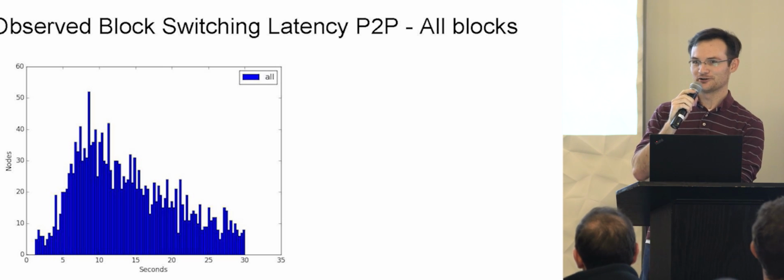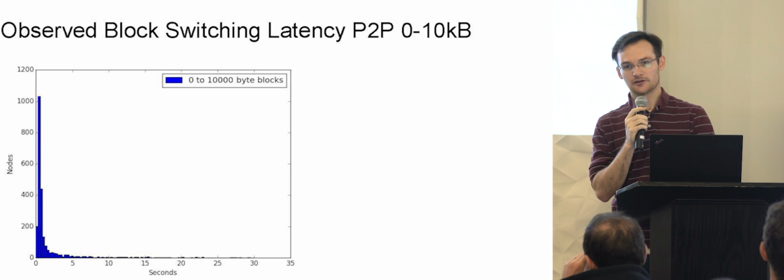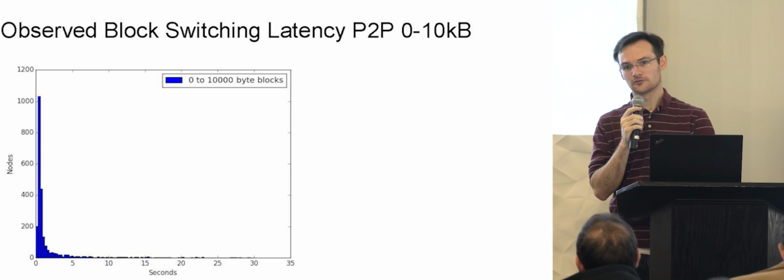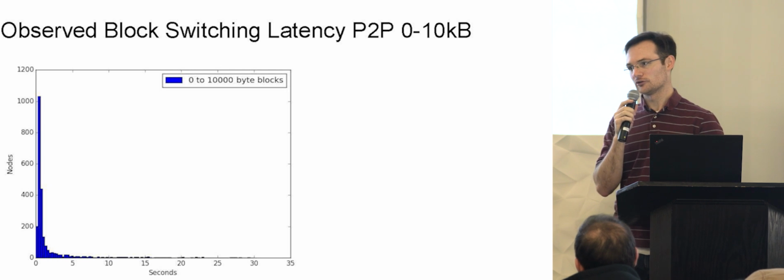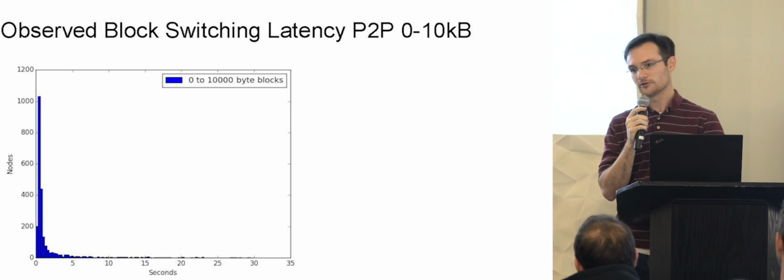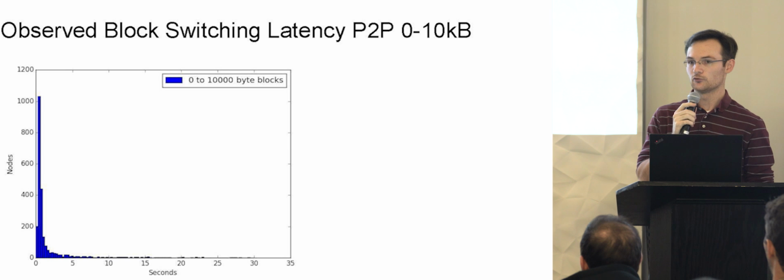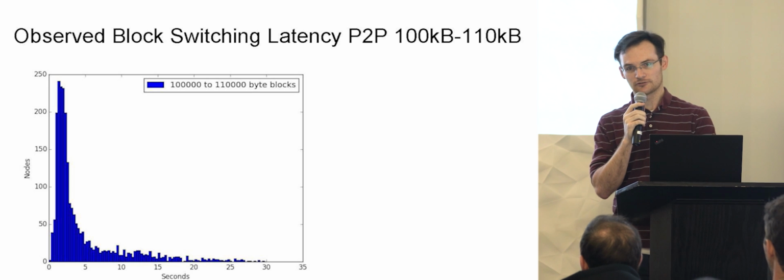Questions will be answered later. So I've broken them down by the average block size. This is a histogram for blocks that are under 10 kilobytes. The vast majority of peers are able to get the block, verify it, and forward to other peers within 5 seconds, which for a global network is incredibly ridiculously fast.